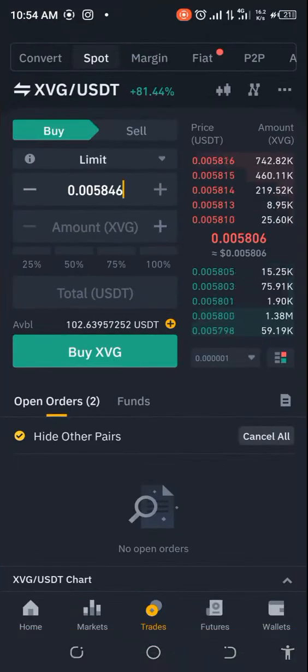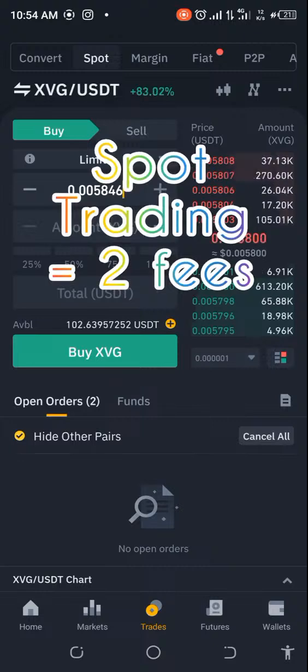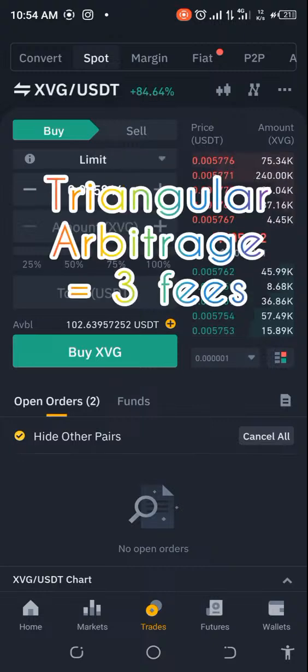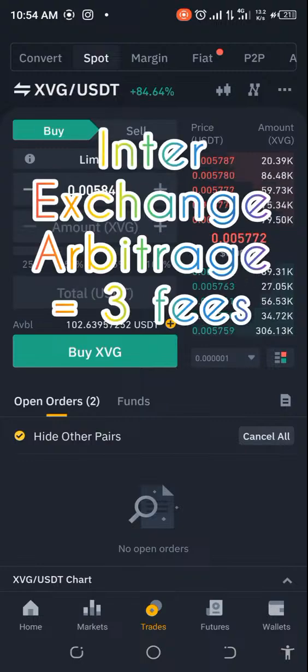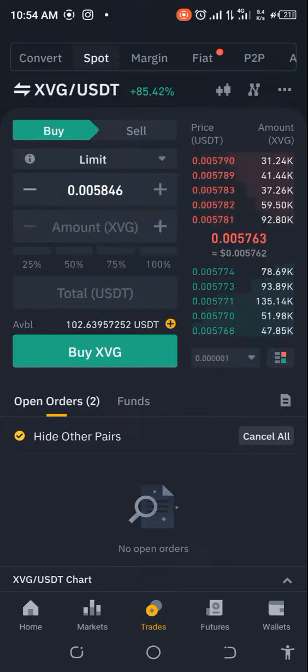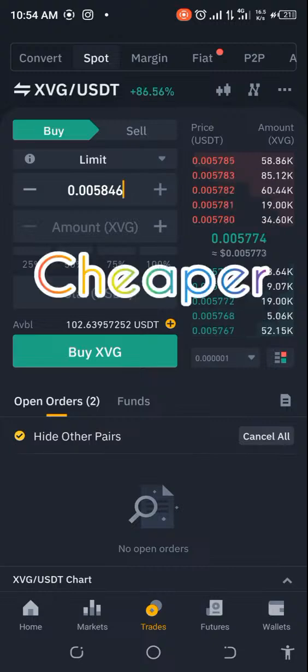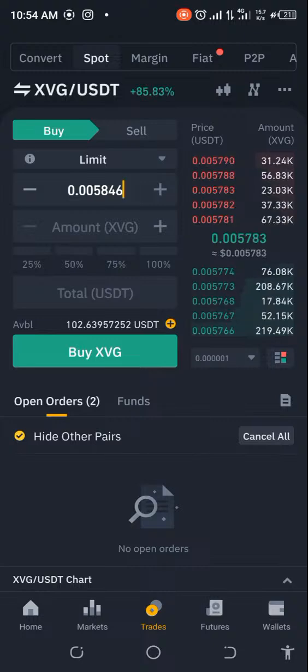And the good thing about it is that when you're doing spot trading, you only have two trading fees to pay. If you're doing triangular arbitrage, you've got three trading fees to pay. If you're doing inter-exchange arbitrage, you're going to have two trading fees and one transfer fee, which means three different sets of fees. So just look at it: in spot trading, two trading fees; in triangular arbitrage, three; and in inter-exchange arbitrage, also three. So this is much, much cheaper to execute in terms of the fees that go into it.